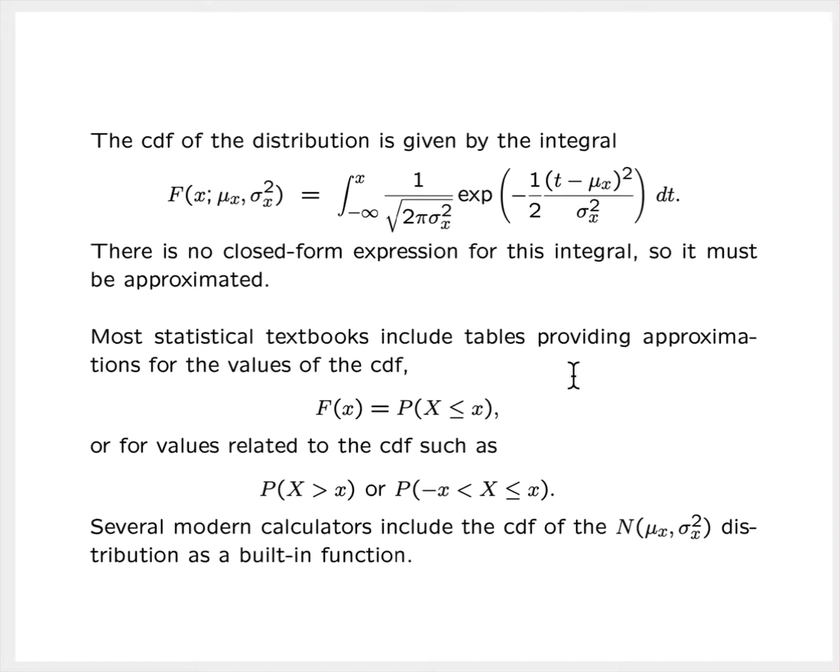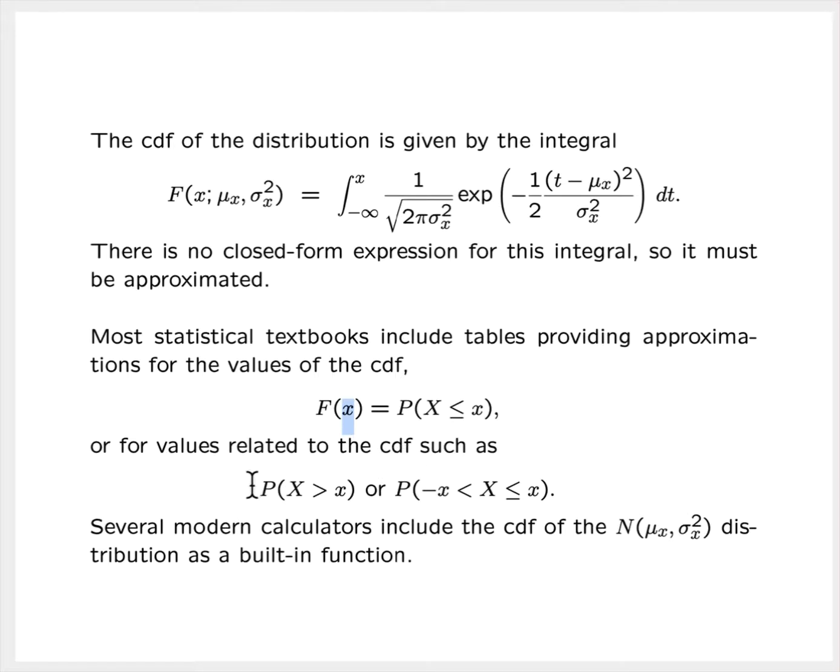And in fact, most, but not all, statistical textbooks include tables providing approximations for the values of the CDF. So in other words, if they're giving a table for the CDF itself, then they're giving a table for what we typically call left tail areas like this. Probabilities of the form, the probability that x is less than or equal to the argument at which we're evaluating the CDF.